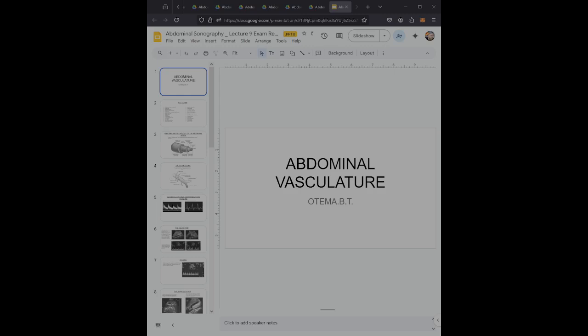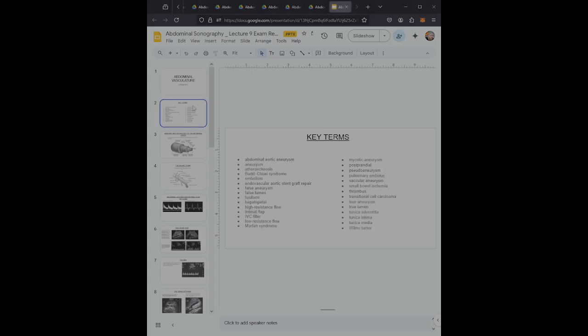We come to abdominal vasculature. So we're going to view the vascular components of the abdomen, which include the abdominal aorta, the inferior vena cava, the portal venous system. And we're going to look at vascular abnormalities of these structures.